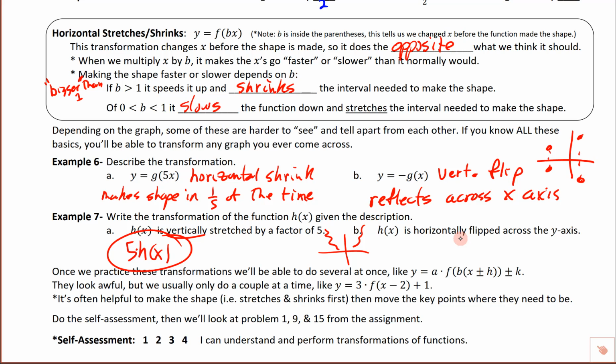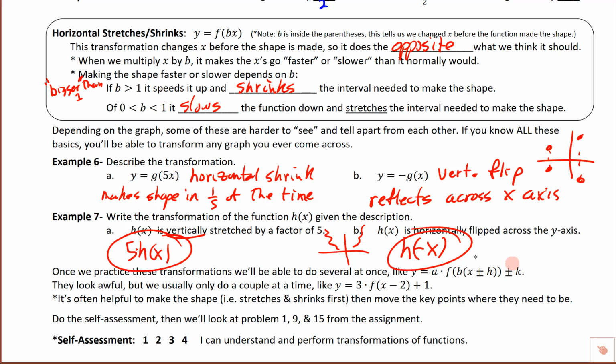So horizontal, let's see, we're going to flip this. It's got to be inside the set of parentheses. And if we want to flip something horizontally, we just multiply it by a negative. So that would be the answer on that one. Now, again, once we practice these, we're going to do several all at once. We'll get really good at them.